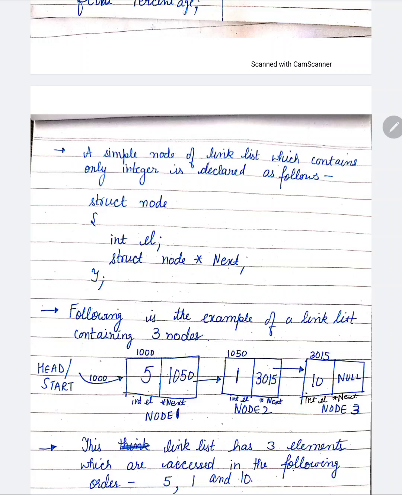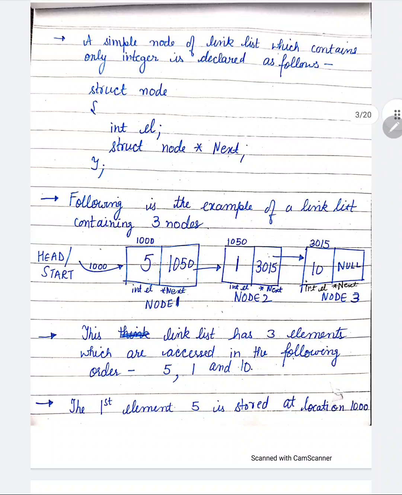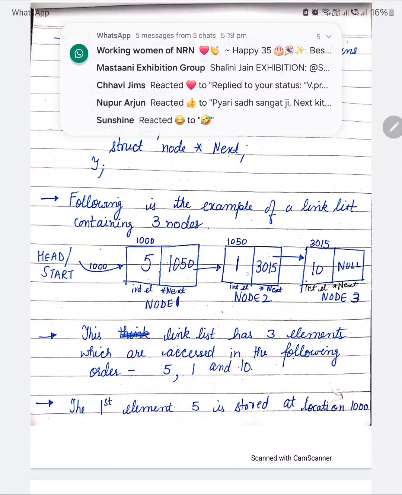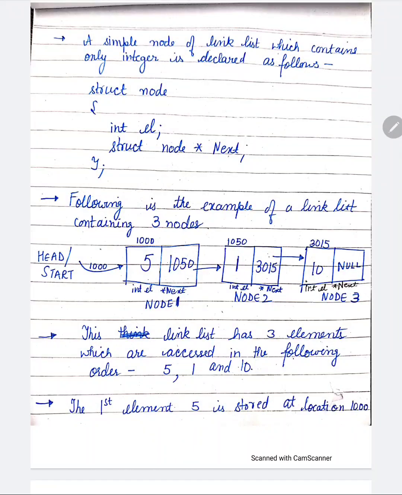Now this is the single linked list, which includes 3 nodes, and it has a special pointer which is called head or start. If the first node has the value 5 and it is pointing to the next element which is 1, then it is pointing to the next address which is 10. So we have 2 parts for every node: integer part, int element, and next. Next is a pointer which points to the next element. How does it point? Through the address only.